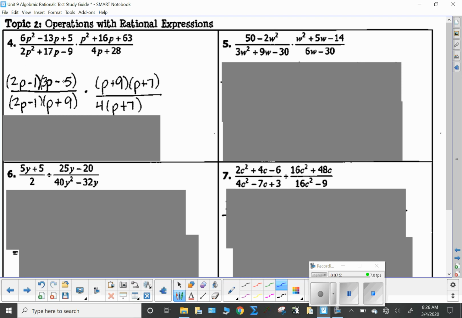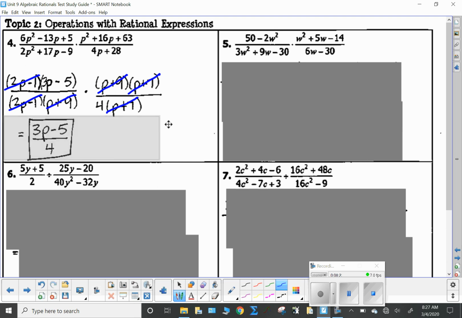Now, once you've factored the numerator and denominator, you may cancel anything in the bottom, in either bottom, with anything in either top. So, I have the 2p plus 1 can cancel with this 2p plus 1. P plus 9 can cancel with this p plus 9. P plus 7 can cancel with this p plus 7. I am now left with 3p minus 5 all over 4. And that's my answer.